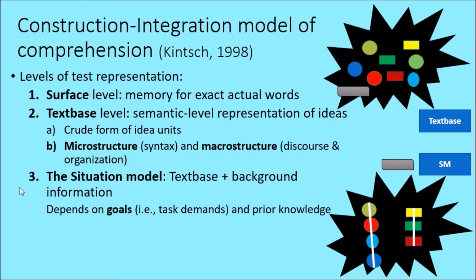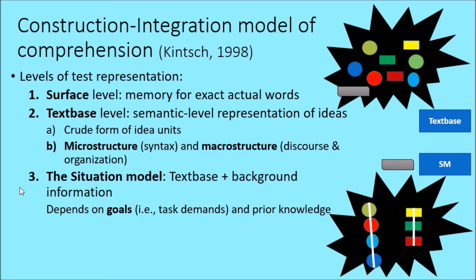In addition, the text-based level is a semantic level representation of ideas that we hear or we read, and as a result we can say that it's kind of a crude form of ideas, crude in the sense that the mental representations of the sentences that we read or we hear are not cogent and are not coherent because we still have not created any connections between them in our working memory or our long-term memory.